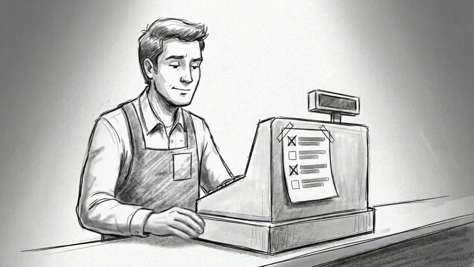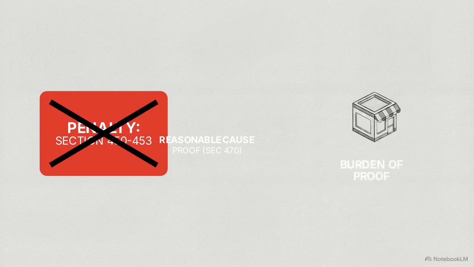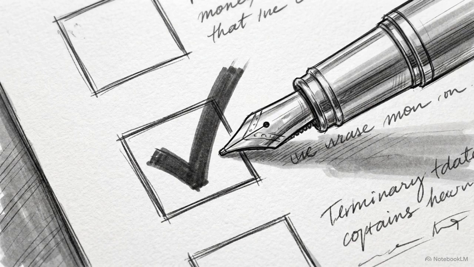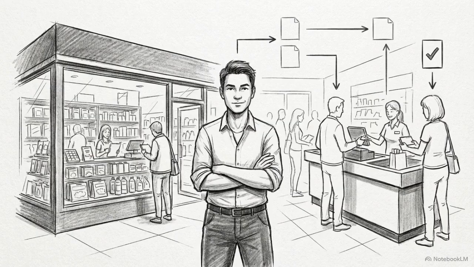If a violation does occur, Section 470 offers a reasonable cause defense, meaning penalties will not be imposed if you can prove a legitimate reason for the failure. However, the burden of proof rests entirely on your business. Fighting a retroactive legal battle is incredibly difficult. By following this checklist, you actively prevent violations at the point of transaction, keeping your operations compliant and your revenue entirely intact.